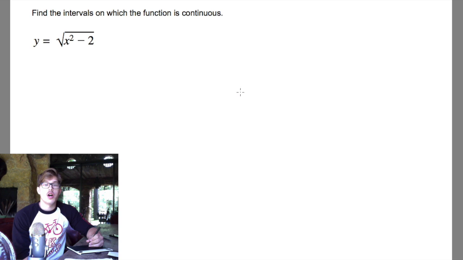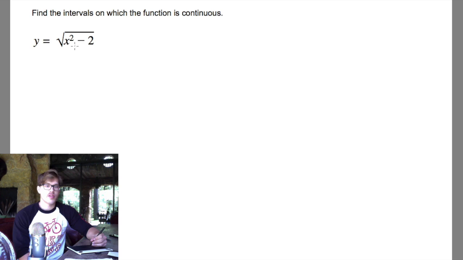Find the intervals on which this function is continuous. Okay, so when would this function not be continuous? This would not be continuous whenever this is undefined. So when would you have a square root that is not defined? Well, you can't have a negative within the square root.